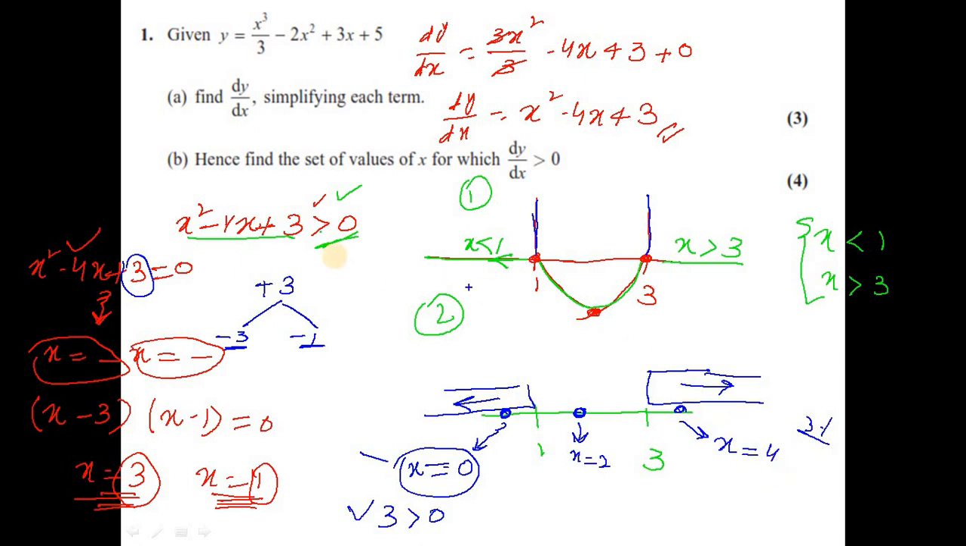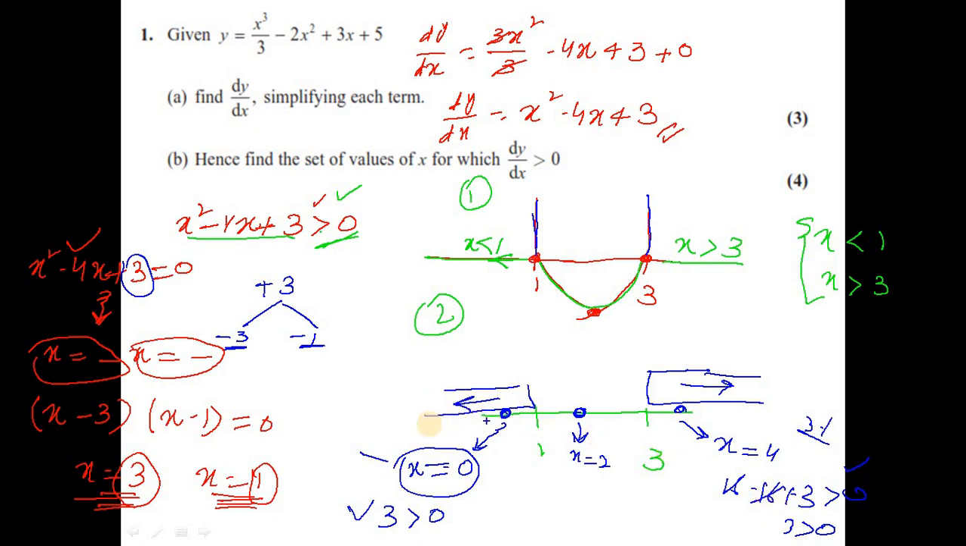You can put 4 in place of x. So 4 square is 16, minus 4 times 4, again 16, plus 3. So you can say that 16 cancels 16, and 3 is more than 0. Luckily or by chance it is coming 3 more than 0, but it is not necessarily always the case. But the idea is the inequality should be true.